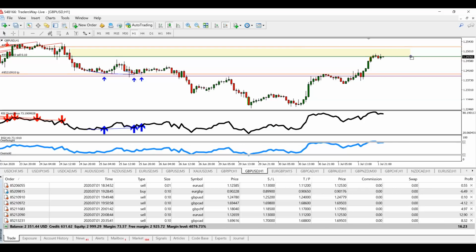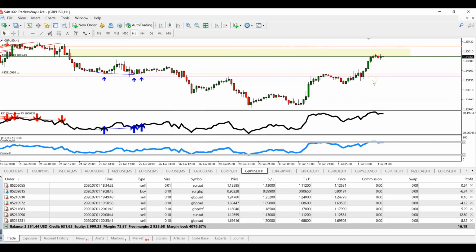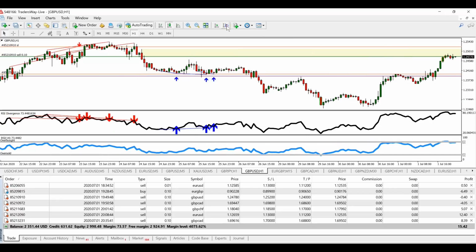Now what you're going to see is that with this zone, look at what the price did right here. We got our RSI showing us that it's overbought, and we also have the wicks right here. We've got a doji right here. We've got a reversal pattern, a strong reversal pattern.